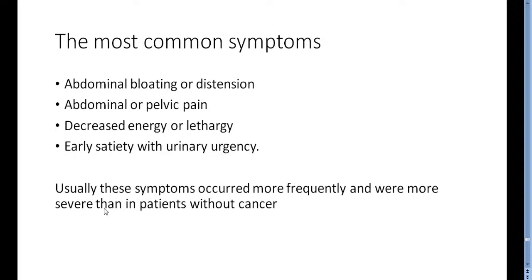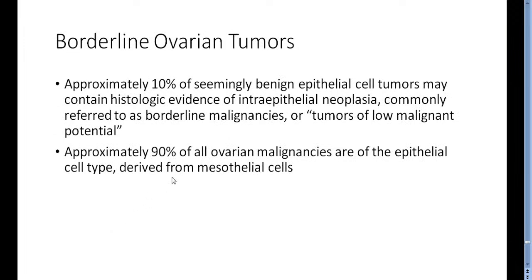The most common symptoms for ovarian or adnexal tumors are abdominal bloating, abdominal pain, low abdominal pain or discomfort, decreased energy and lethargy, early satiety with urinary urgency. Usually these symptoms occurred more frequently and were more severe than in patients without cancer. Approximately 10% of benign epithelial cell tumors may contain histological evidence of intraepithelial neoplastic cells, and we call those tumors borderline malignancies, tumors of low malignant potential.